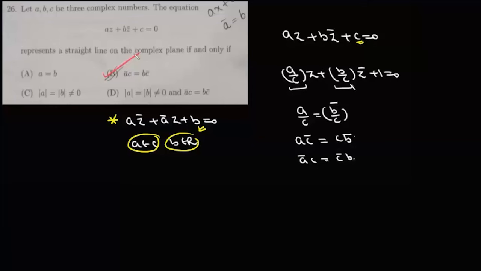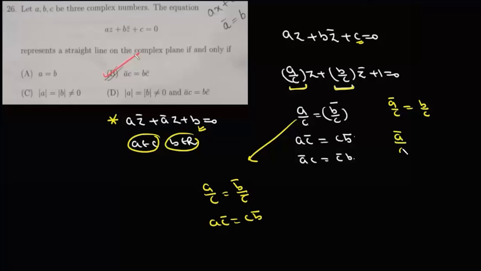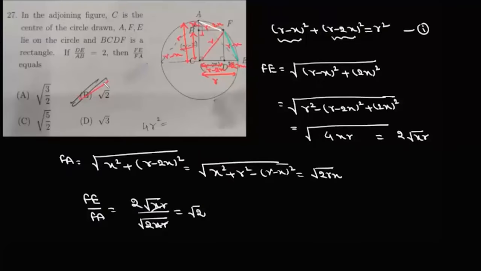So what we'll do is we'll divide everything with c. Now this is a z bar plus a bar z, so they are conjugates of each other. So we can write a upon c equals b bar upon c, or a bar upon c equals b upon c. Now from here we can write a upon c equals b bar upon c bar, or a c bar equals c b bar. From here we can write a bar upon c bar equals b upon c, or a bar c equals b c bar. And from here also, if we take its conjugate again, we'll get a bar c equals c bar b, and that's your option B.